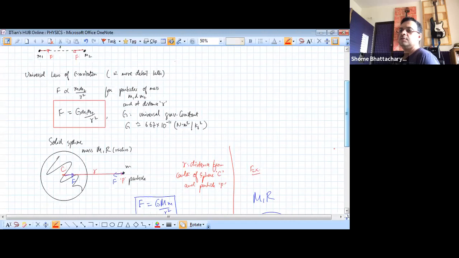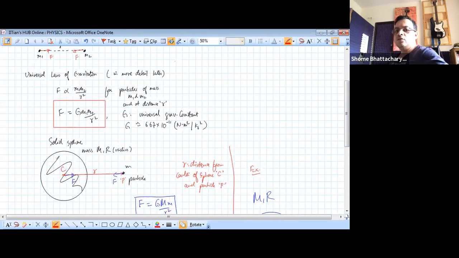So this first part is the comparison between a situation where you have two particles, M1 and M2, at a distance r, versus one solid sphere and a particle at a distance small r. And the third example I've shown you here is when that particle actually happens to be on the surface of the sphere. But every time you can see it's the application of the same formula, the same universal law of gravitation.